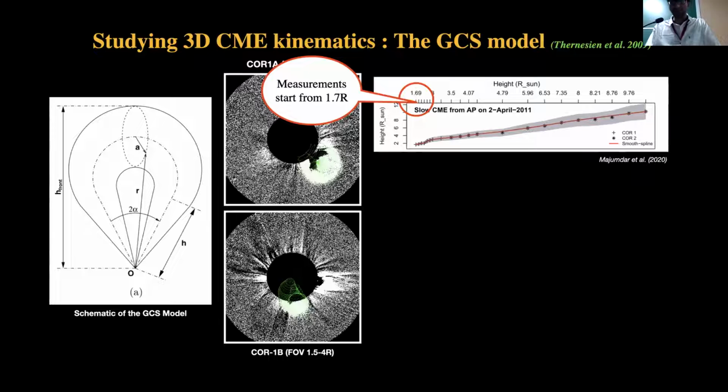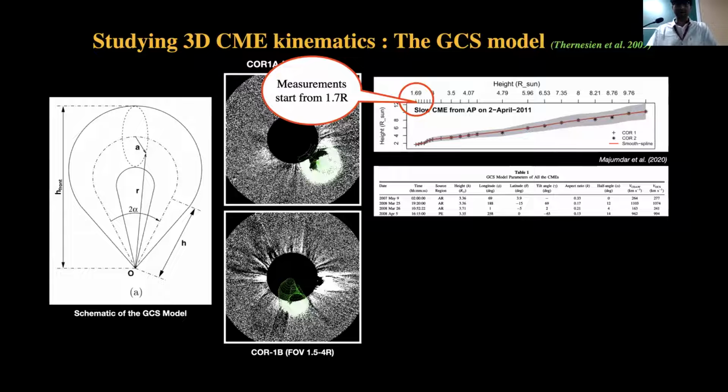Now, this is good enough for a handful of CMEs, but I must say that there is a reasonable fraction of CMEs for which the main acceleration phase is already over by the time the CME reaches this height. So to capture the total acceleration phase of the CMEs at even lower heights, we need white light observations at lower heights, less than 1.7 solar radii.